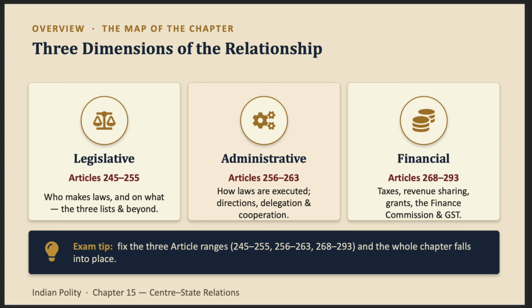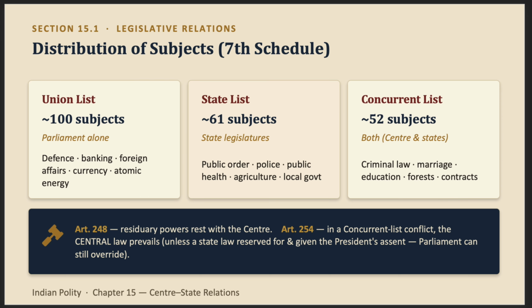Right. So the cornerstone of legislative relations is the 7th Schedule of the Constitution. It distributes the power to make laws into 3 separate lists. Okay. First up is the Union List. This has roughly 100 subjects, and Parliament has exclusive power here. We are talking about things like defense, foreign affairs, banking, currency, atomic energy. I mean, the logic there is pretty straightforward, right? Yeah. A unified nation obviously requires a single military strategy and a single currency. Exactly. You literally cannot have different states setting their own interest rates or printing their own money. The economy would just instantly collapse. Yeah, it would be total chaos.